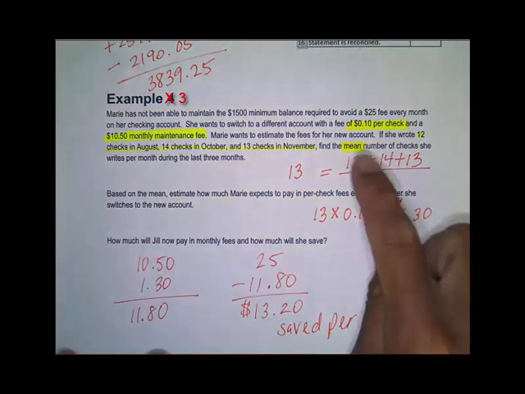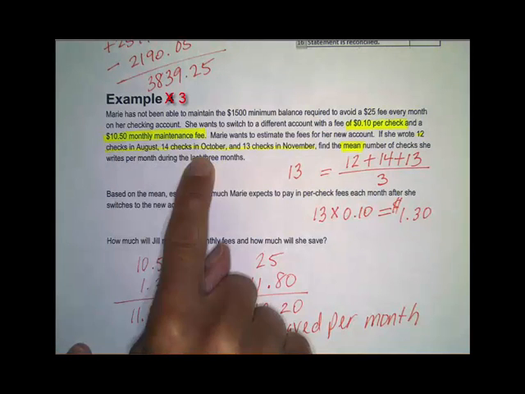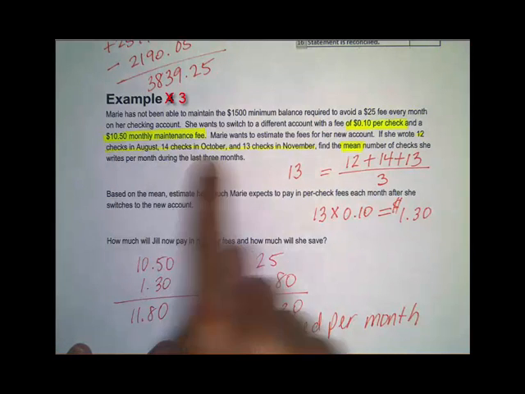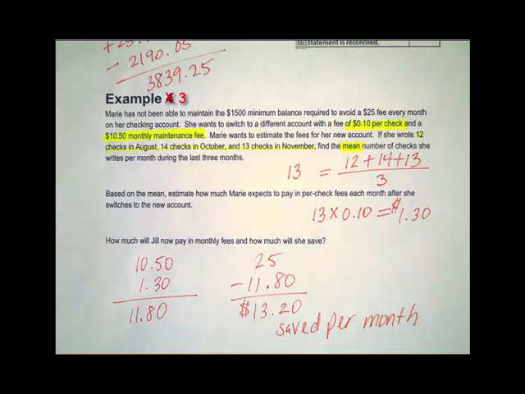So in August, it's going to be less. In October, it's going to be more. In November, it's going to be exactly what we targeted. Okay, but because we use the mean, that's on average.